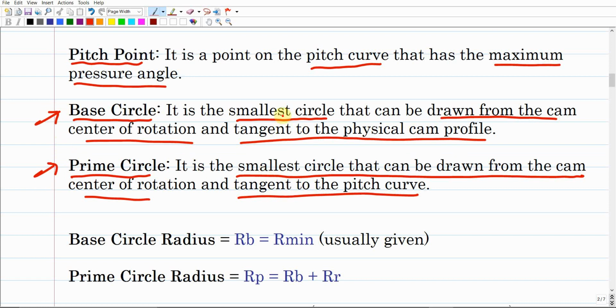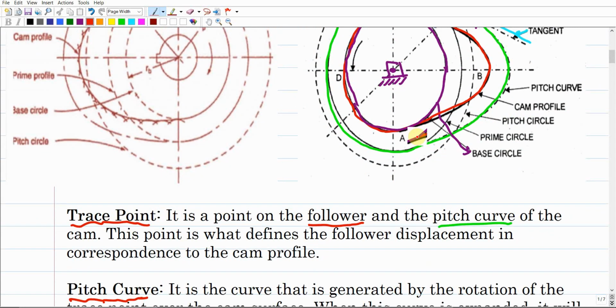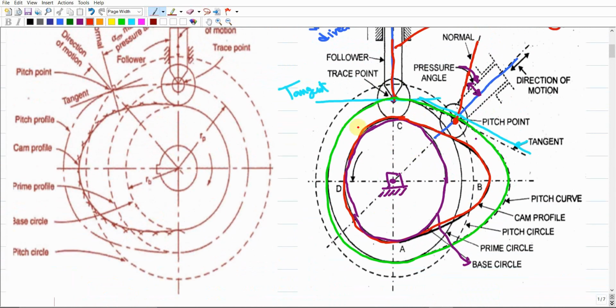The main difference is that the base circle is tangent to the physical, actual cam profile, but the prime circle is tangent to the pitch curve. And as we said, as long as we are using a roller follower, there should be an offset between both curves, the cam profile and the pitch curve. Because of this shift, the prime circle will be different than the base circle.